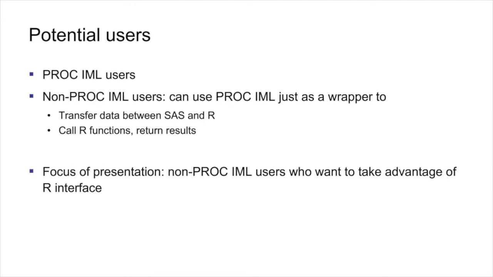Now, who are the potential users? Well, the first group is PROC IML users, and I know there might be a few of you out there, but that's not the focus of this presentation. The focus is for people who are not IML users, which is most of us, but who have an IML license at your site. In order to do what's in this presentation, you must have a PROC IML license at your site. That's really important. But if you do, even if you know zero about PROC IML, you can use PROC IML just as a wrapper to transfer data between SAS and R, call R functions and get the results back. Again, I'm going to focus on those of us who are not IML users but have an IML license.